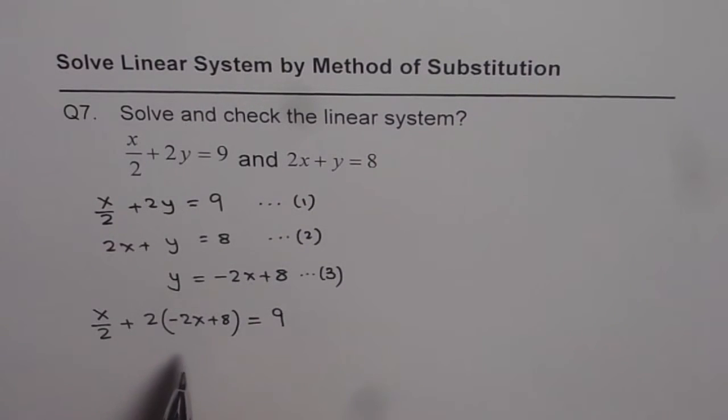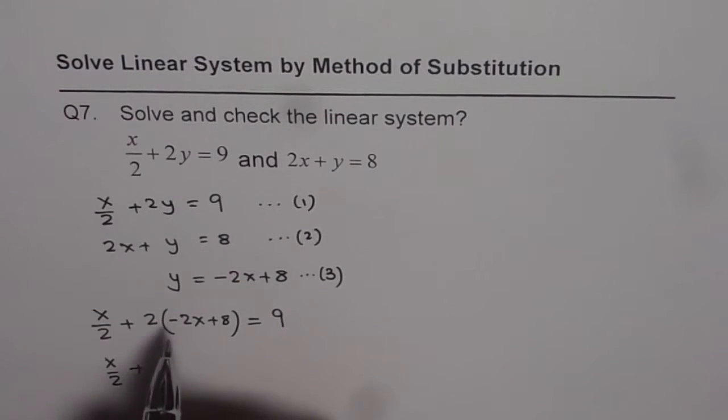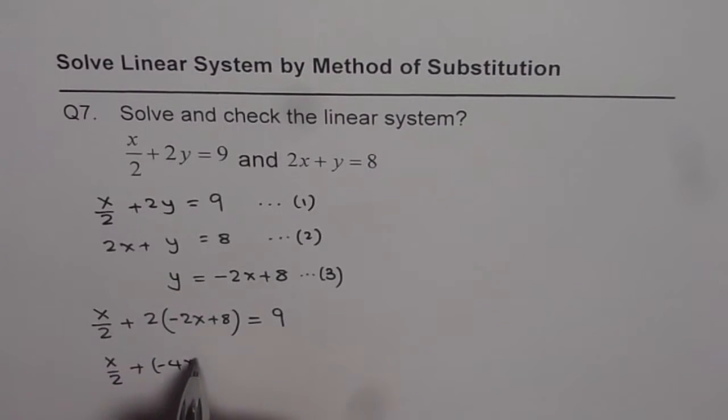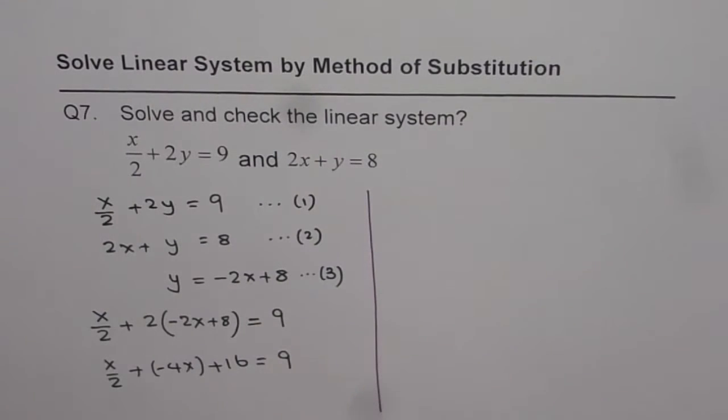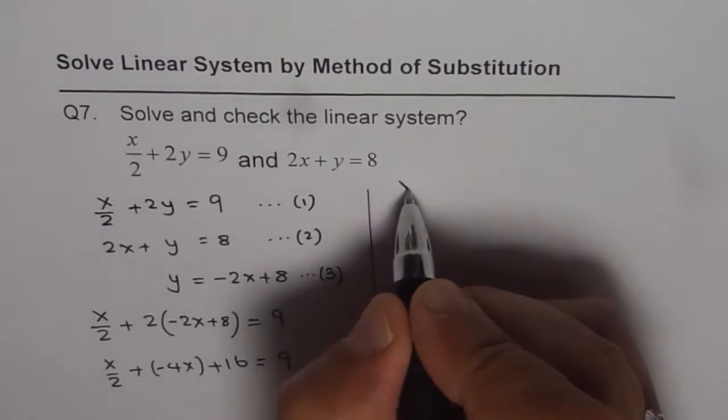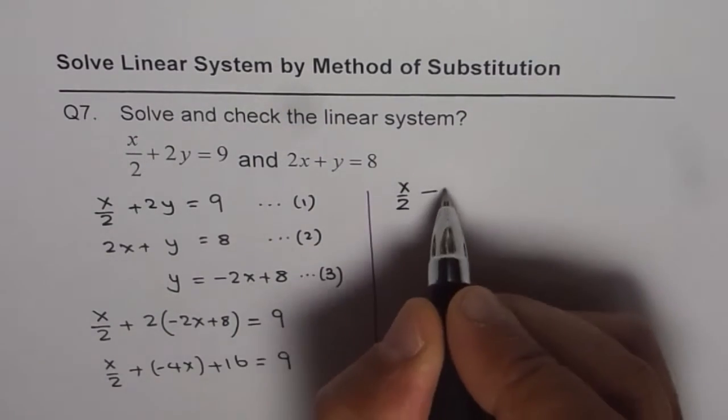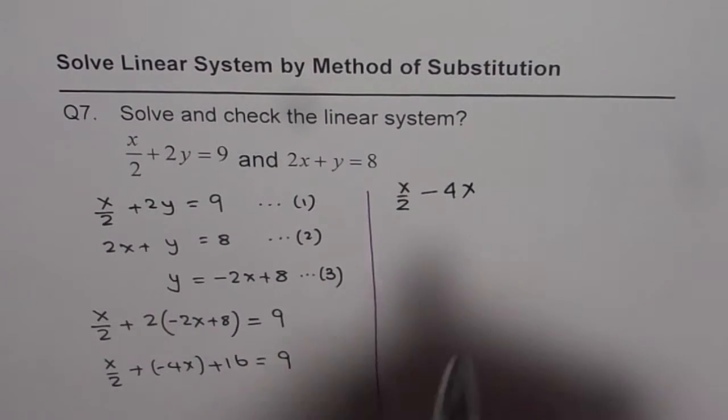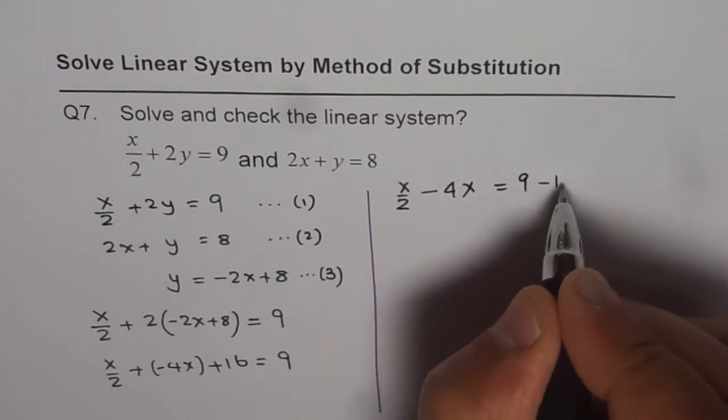So this equation is only in variable x. Let's try to solve this equation. So we have x over 2 plus 2 times minus 2x is minus 4x, and 2 times 8 is 16, which equals 9. Let us solve it further. So we have x over 2 minus 4x, and we'll take 16 to the right side, getting 9 minus 16.